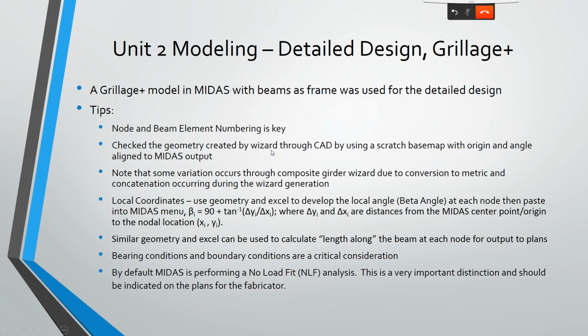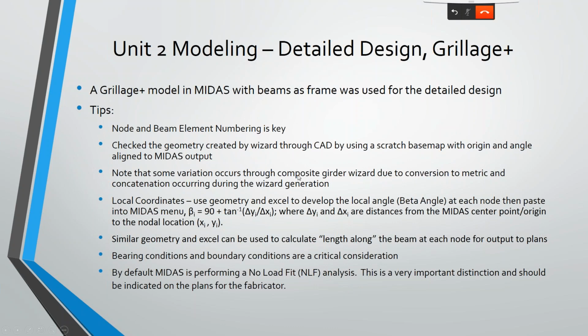We checked the geometry created by the wizard through CAD. So we just took our normal base map in CAD and moved it in a scratch file to orient to the origin and angle that was coming out of the Midas output. By doing that, we were able to go one-to-one between where a splice location was in CAD and where a splice location was in Midas.